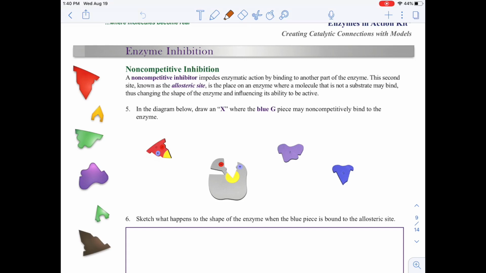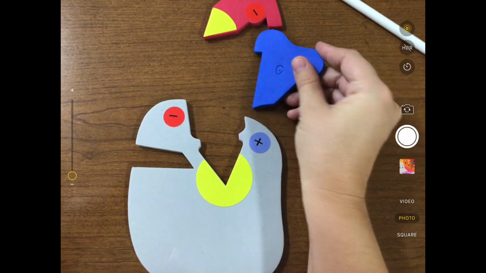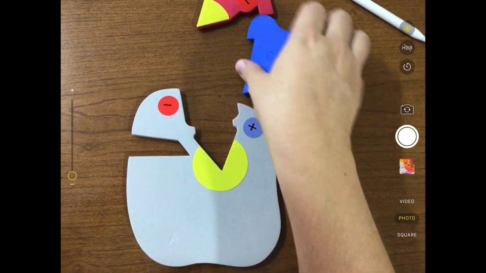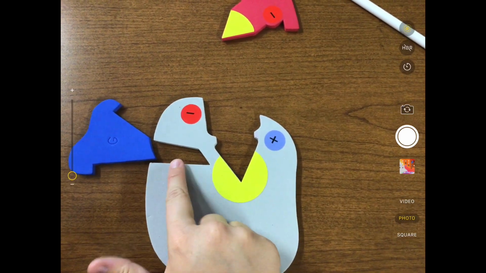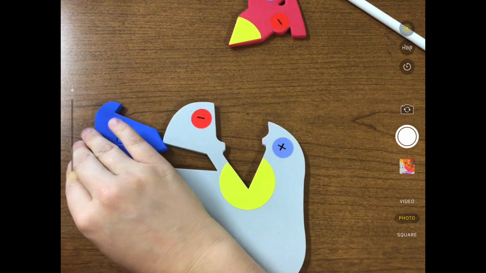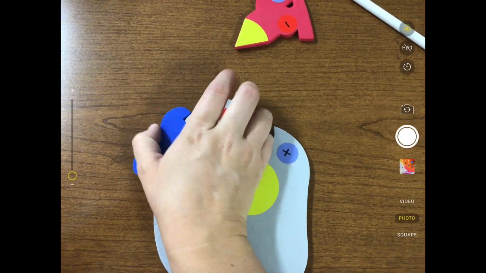Okay. So what I want you to do first is predict where the blue G piece may bind to the enzyme non-competitively. Once you've done that, go ahead and take a look. I'm going to show you what happens. Okay, so this blue piece is my non-competitive inhibitor, and what it does is it binds over here in this little funky place in what we call the allosteric site. So my blue non-competitive inhibitor is going to pop in there.